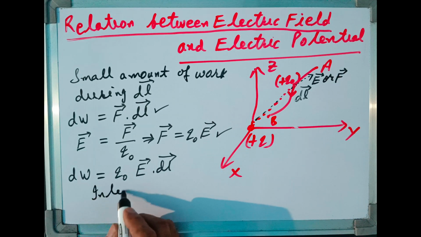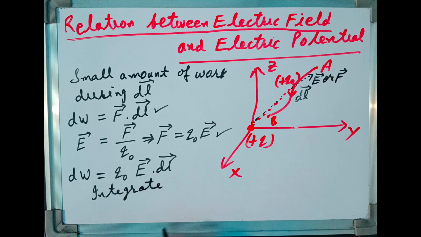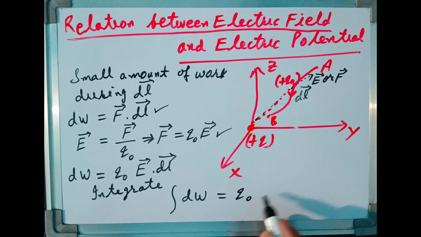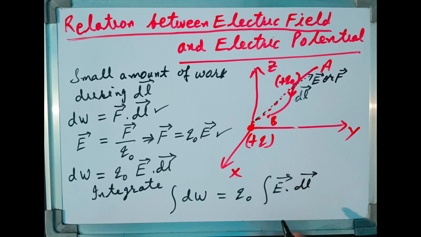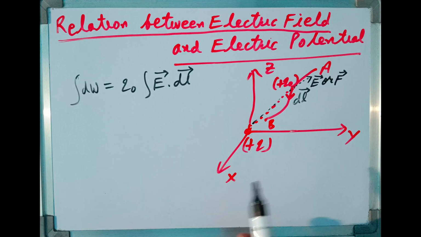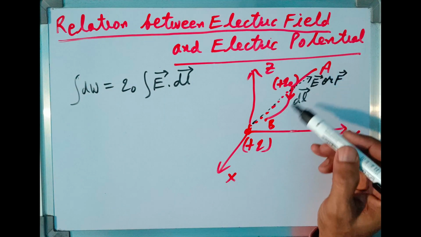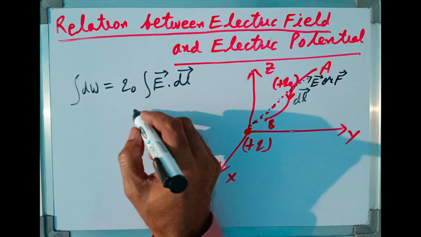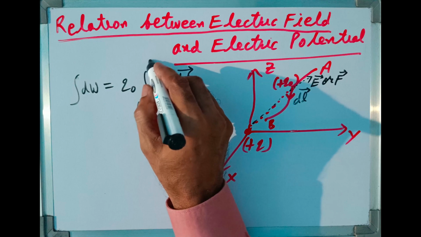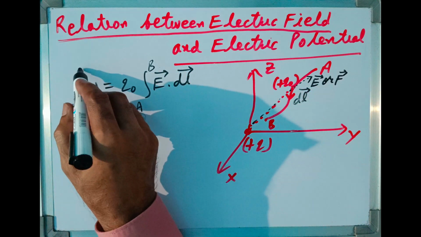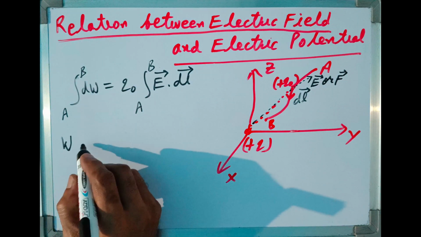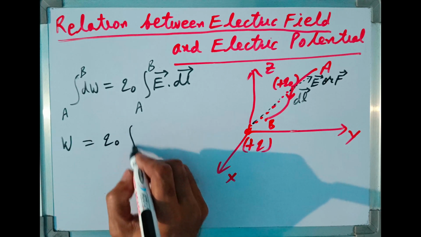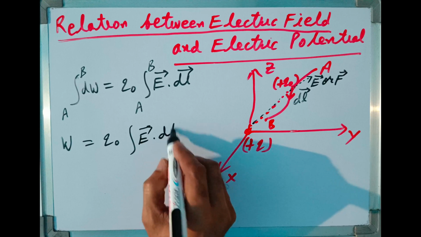So integrating this equation on both the sides, I can write integral dW is equal to q naught, which is constant and can be taken out of integration. Inside the integration, I will write E vector dot dl vector. As we are moving the test charge from point A to point B, the integration will be taken with the lower limit as A and upper limit as B. Similarly, on the left hand side, it is a limited integral. So the left hand side will give you the answer as W equal to q naught integration E vector dot dl vector from A to B.